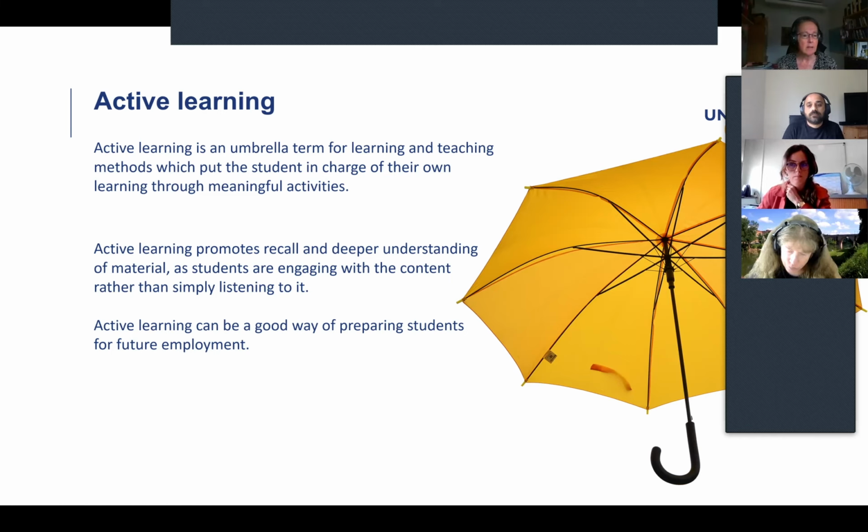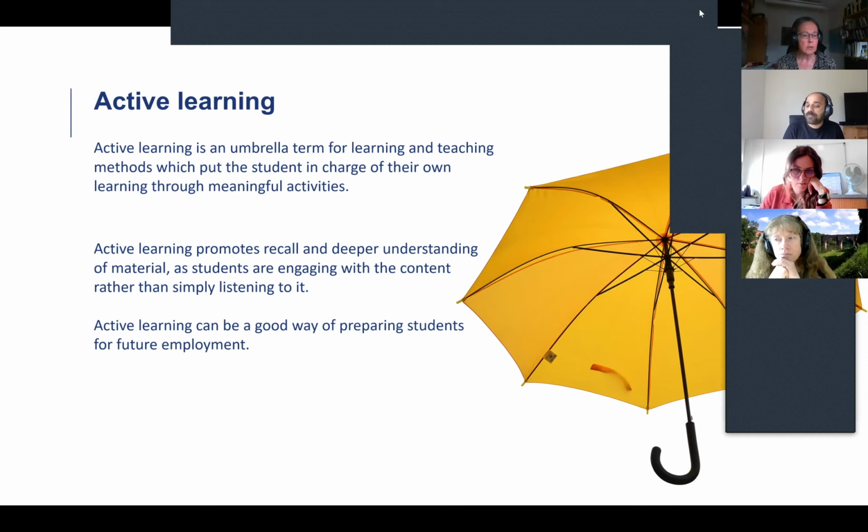But we can see that active learning is an umbrella term for learning and teaching methods that put the student in charge of their own learning through meaningful activities. It's important that they think about and apply what they are learning, and it's a contrast to passive learning, which we have discussed is not only negative. Of course, passive learning is when we are listening and then try to reflect on it.